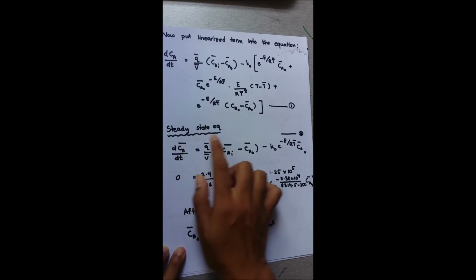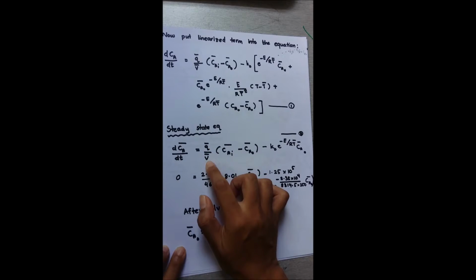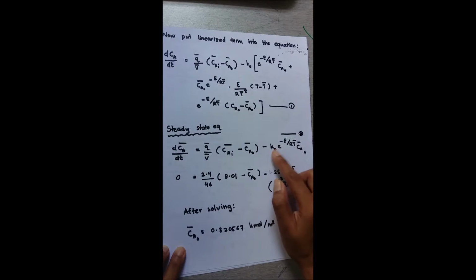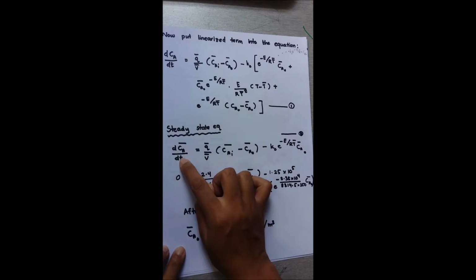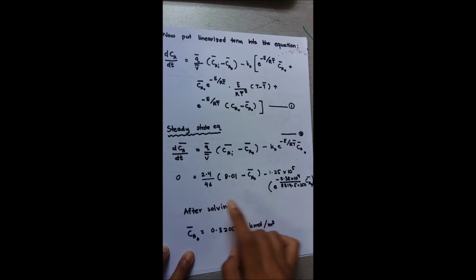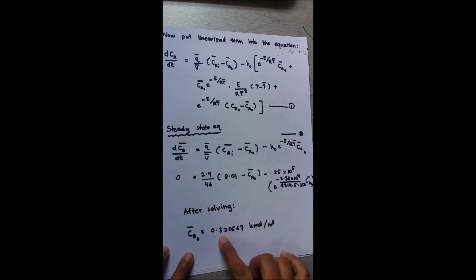Now we write the steady state equation. dCA bar/dt is equal to Q bar by V bar (CAI bar minus CA0 bar) minus K0 e to the power of negative E by RT bar, CA0 bar. Since it is steady state, dCA bar/dt will be equal to 0, and the given values will be inserted here. After that, we solve to get CA0 bar, which is equal to 0.32056 kilomole per meter cube.